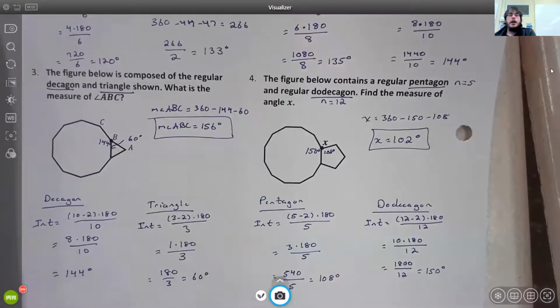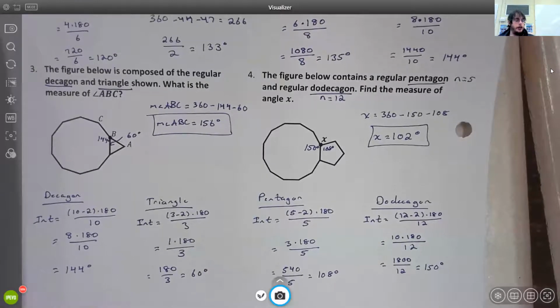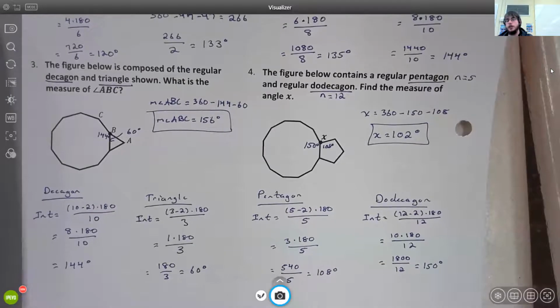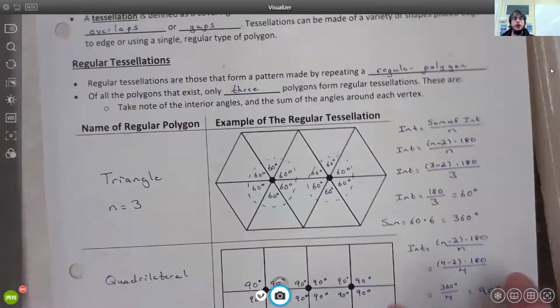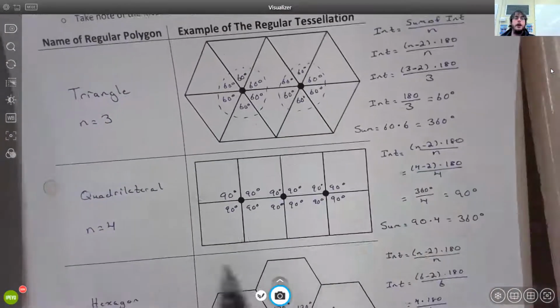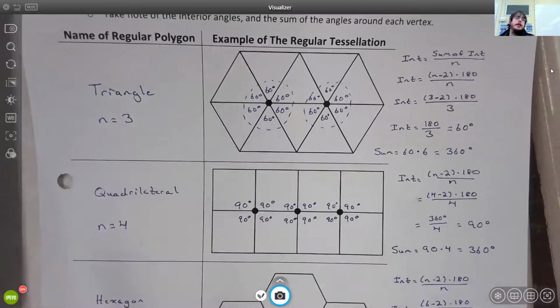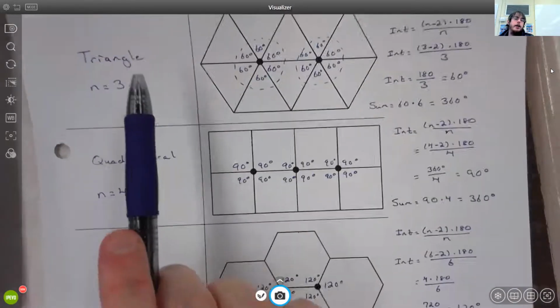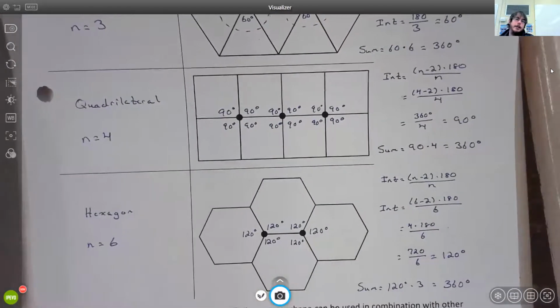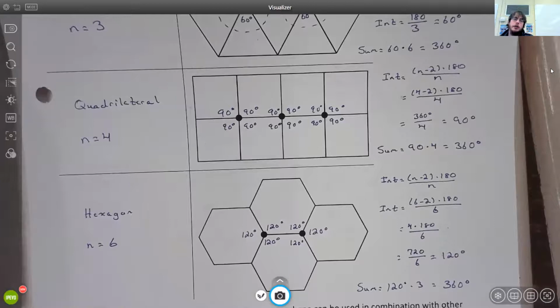All right, and that's going to do it for this video, guys. This was the last thing we were covering before the quiz. This will not be a very big part of the quiz, but you do need to know how to do a tessellation if you see one. And you also need to know that the only regular polygons that can tessellate the plane are triangles, quadrilaterals, and hexagons. None other work. Pentagons don't work, octagons don't work, decagons, so on and so forth.